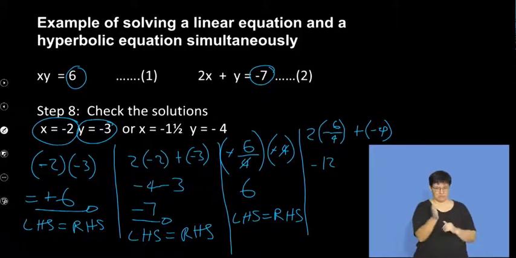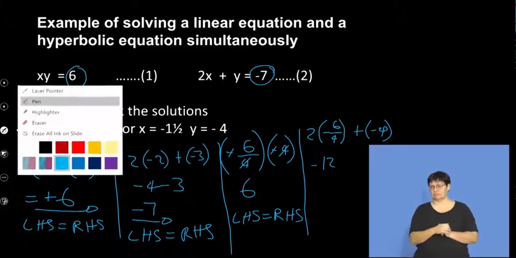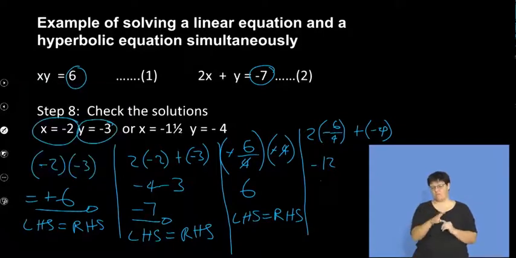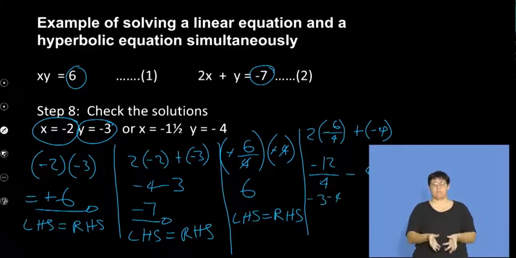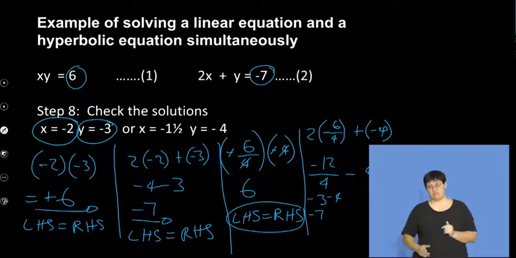Let's make it negative 12 over 4 so that we make it step by step. Negative 12 over 4 minus 4. The negative 12 over 4 will give me negative 3, minus 4 gives me negative 7. And this will hold as well. So that's how you test your solutions.